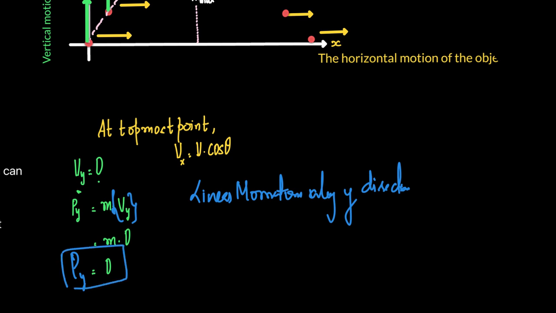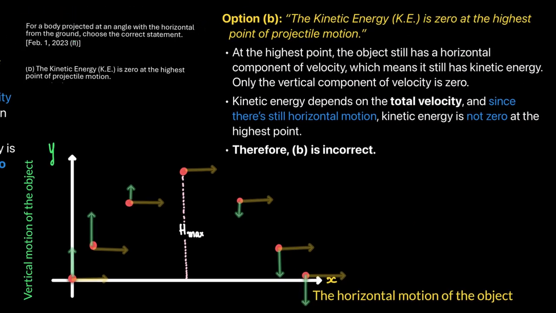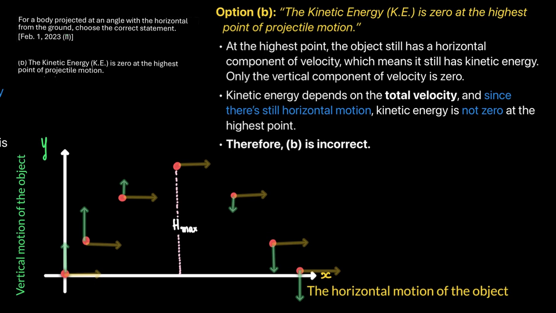Very simple concept. Now let us go to the second statement. What does it say? It says that for a body projected at an angle with horizontal from the ground, choose the correct statement. The kinetic energy is 0 at the highest point of the projectile motion. See, the kinetic energy is 0 at the highest point of projectile motion.